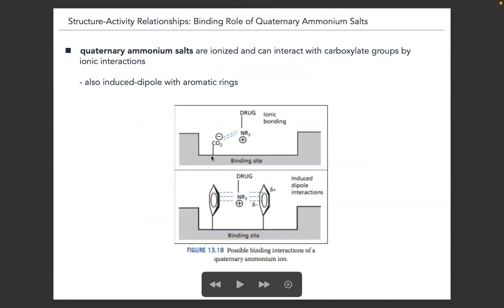Quaternary ammonium salts, we talked about these before. I mentioned a while ago that these are not going to be particularly important interactions, especially the bottom one. The ionic bonding, of course, is going to be important, but the induced dipole interactions with the phenyl groups, I wouldn't worry too much about. That one's not one that they capitalize on a whole lot in medicinal chemistry anyway.